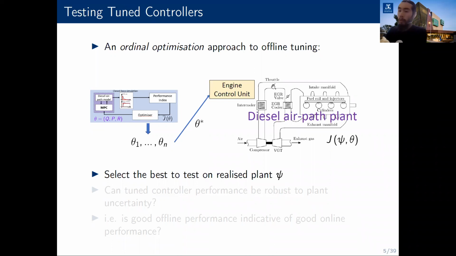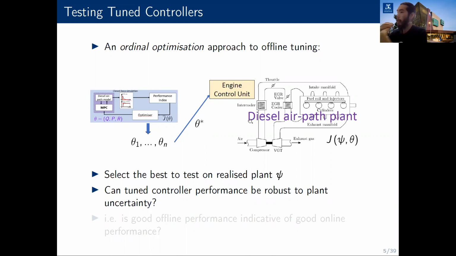So an ordinal optimization approach, and I'll talk more about ordinal optimization later, to offline tuning would be to first get some candidate controllers, which could have come from our framework here. We get a few candidate controllers, and then ordinal optimization says we select the best of these to test on the physical plant. So we select this theta star here, the best controller we saw offline, and then we implement that on the engine controller unit to test.